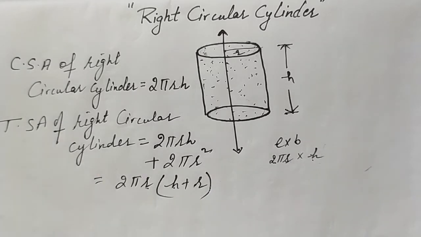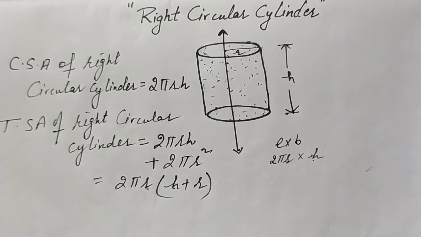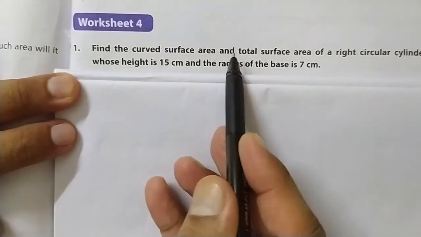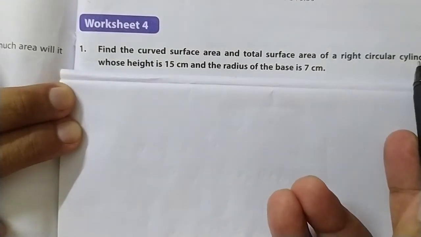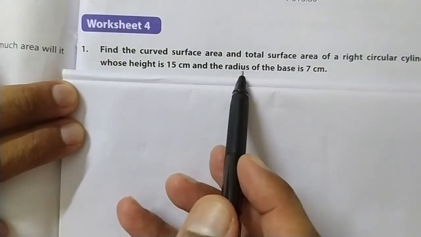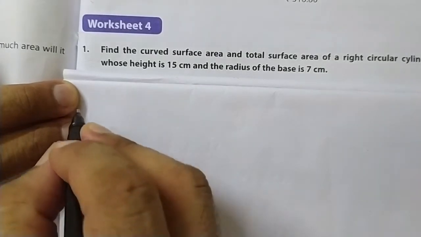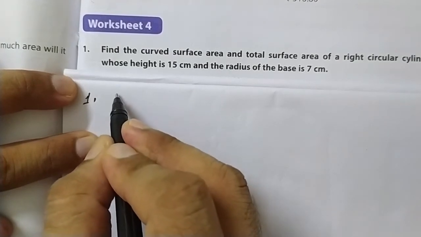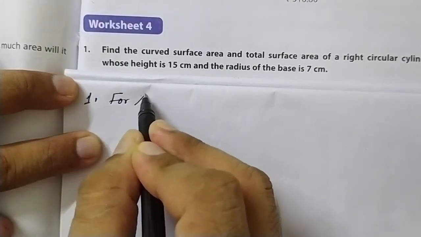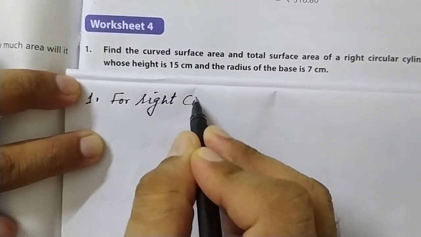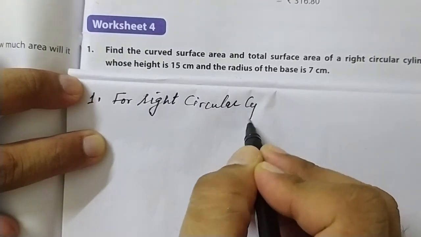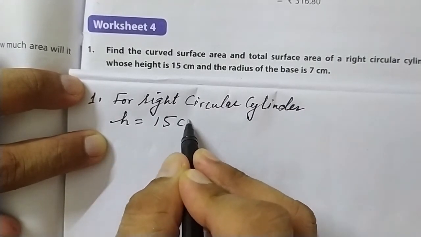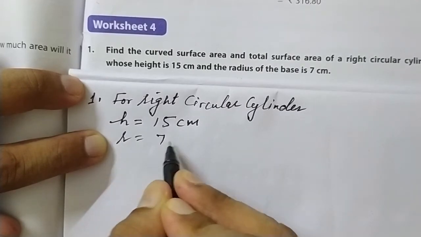Okay, so let's do some problems regarding these. The first question is, find the CSA, curved surface area, and TSA of a right circular cylinder whose height is 15 centimeter and radius of the base is 7 centimeter. So in the first question, what is given? For the right circular cylinder, the height h is given as 15 centimeter, and the radius is given as 7 centimeter.